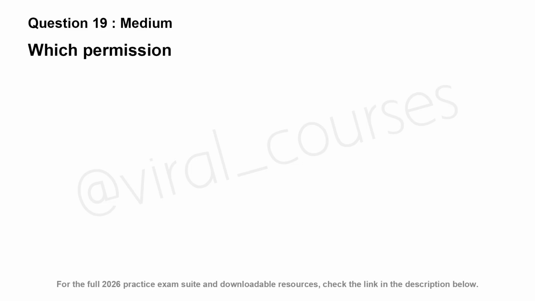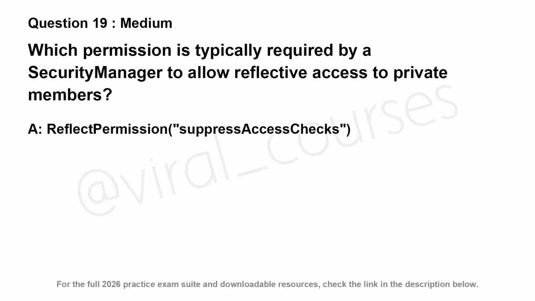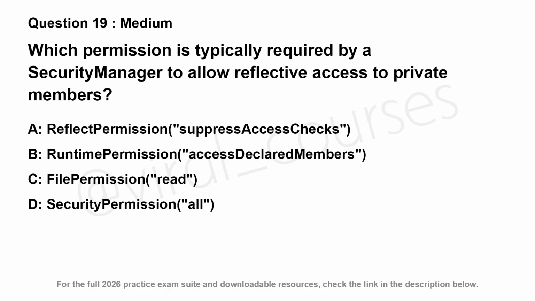Which permission is typically required by a security manager to allow reflective access to private members? Option A, ReflectPermission suppressAccessChecks. Option B, RuntimePermission accessDeclaredMembers. Option C, FilePermission read. Option D, SecurityPermission all.